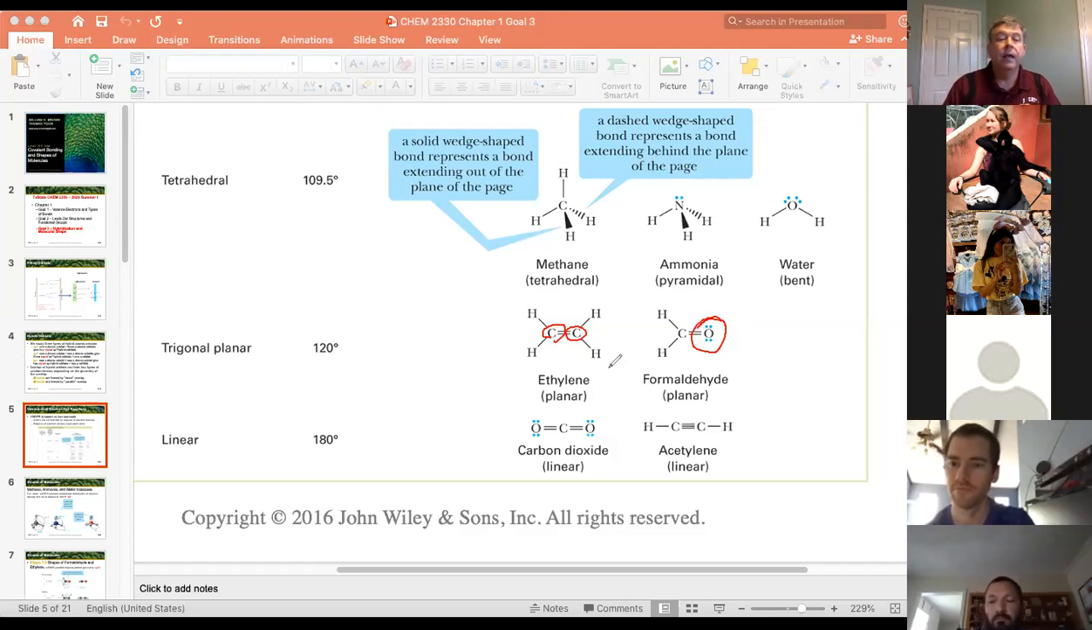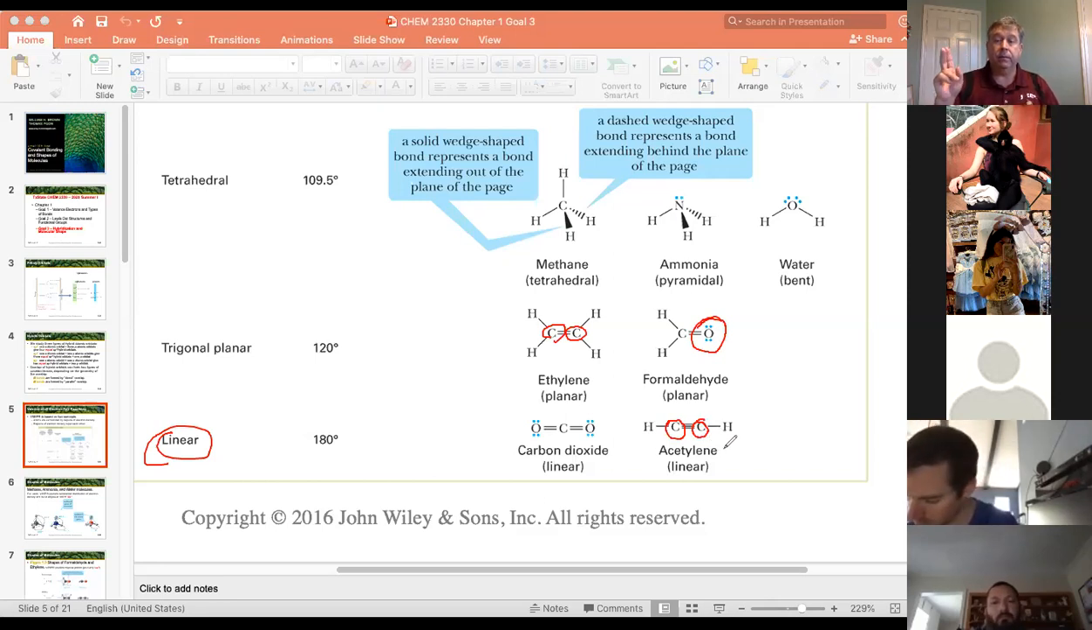Okay, so let's look at the last configuration here, the linear one. In the linear one, what we typically have is an sp hybridized carbon, and they're pushed out as far as they can go. This is an sp hybridized carbon, and this is an sp hybridized carbon. But that means there are 2 p's left over on each of those carbons. So the first double bond is one of those sets of p's. The second double bond is the second set of p's.